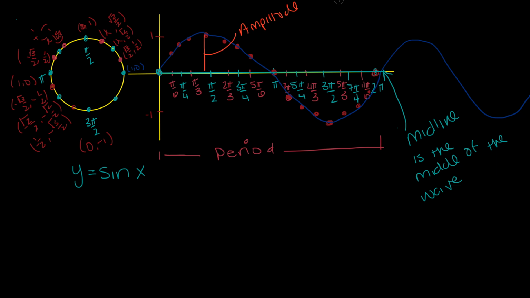So there we have it. There we have all the different parts of this periodic function. These terminologies are not just for sine. You can use them for cosine as well, since that is also a periodic function.